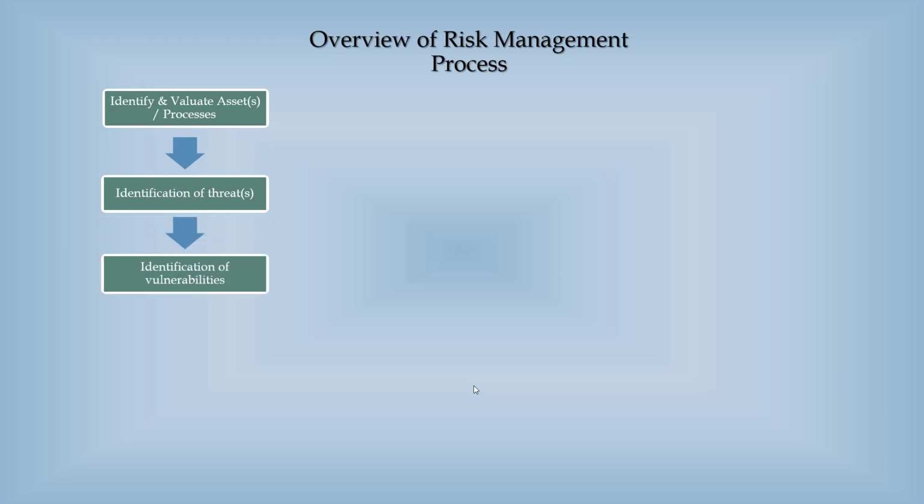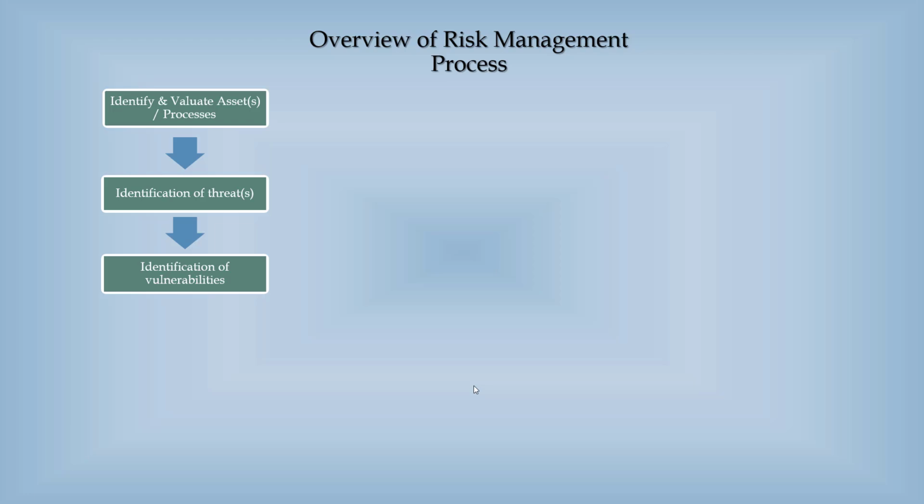So let's have an overview of this whole process. First of all, in order to perform a risk assessment exercise, you need to identify and evaluate assets, or if you're doing a process-based risk assessment, you need to identify the processes. Afterwards, you will identify all the threats which are applicable on that particular asset or process. We will be seeing a good example further.